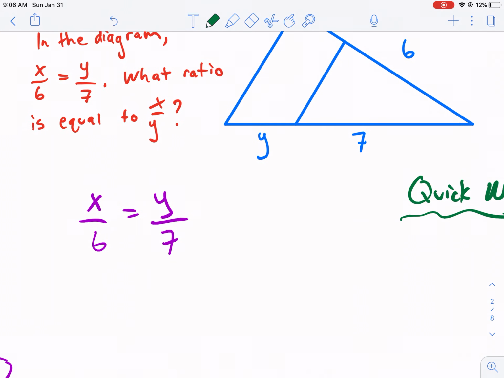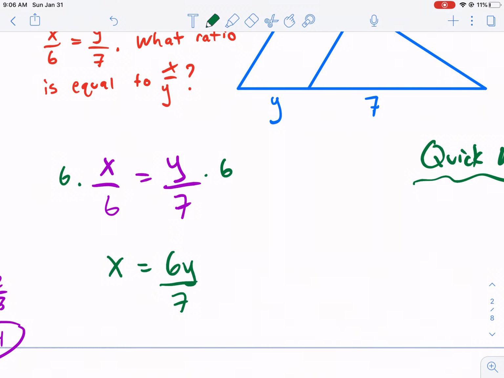All right, now, first thing we notice is we don't have the x over the y. We want that y to be here instead of that 6. So let me show you two different ways, okay? So first, what we can do is we can multiply both sides by 6. That's to get rid of the 6. So we have x equals 6y over 7.